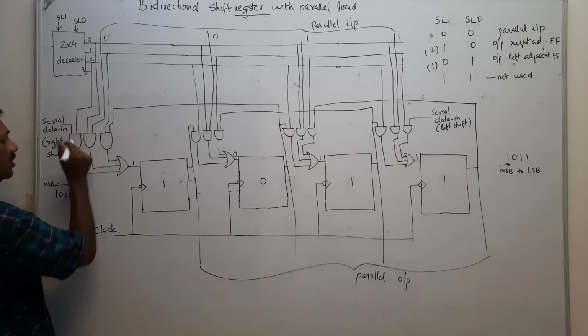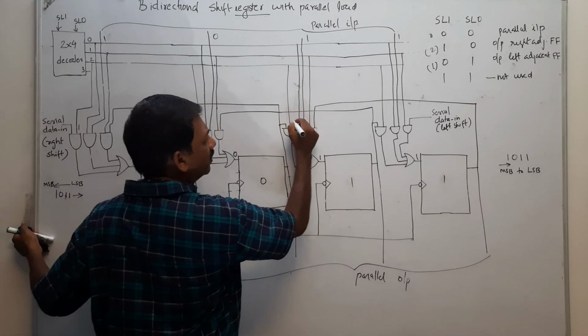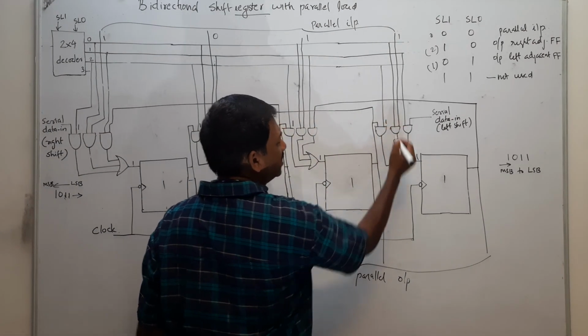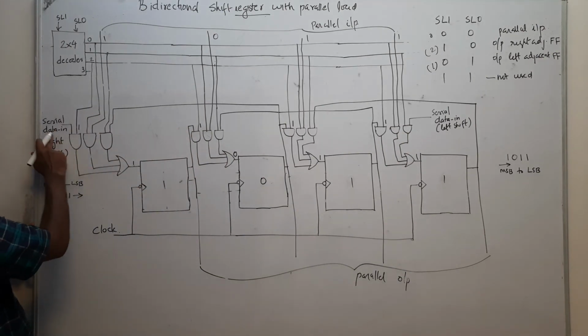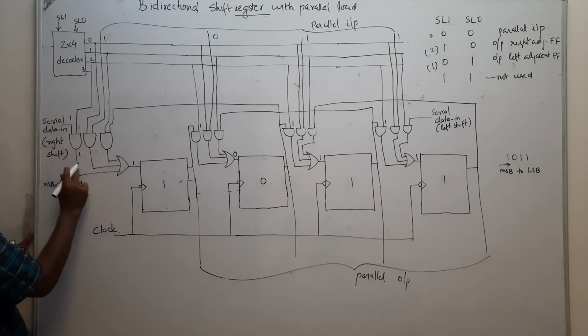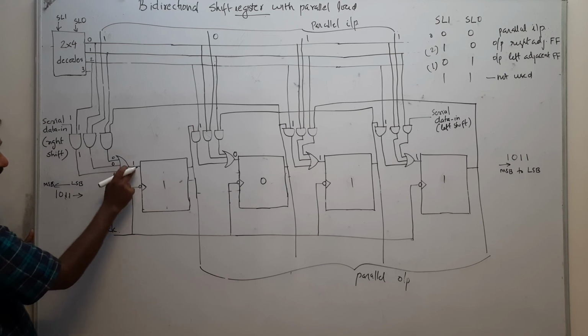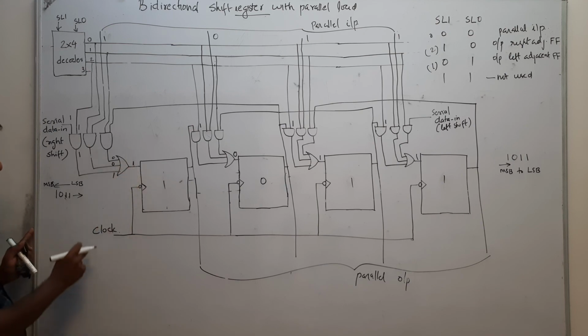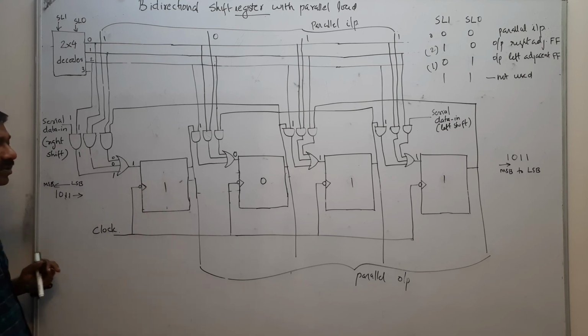That means this is 1, this is 1, this is 1 and this is 1. And depending on the serial data input, if you are giving, say, 1, what will happen? 1 and 1 is 1 and that 1 is given here. This is 0, this is 0 and this is 1. What will happen? This is 1. And when you are giving the clock pulse, that 1 is entered into this.